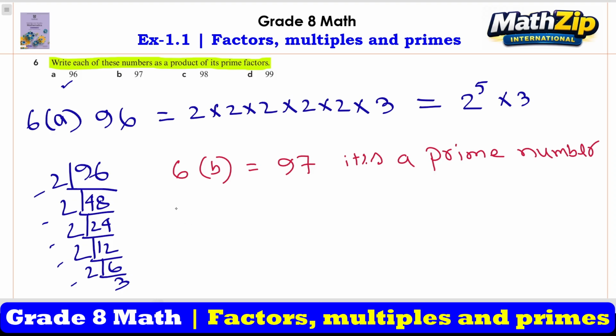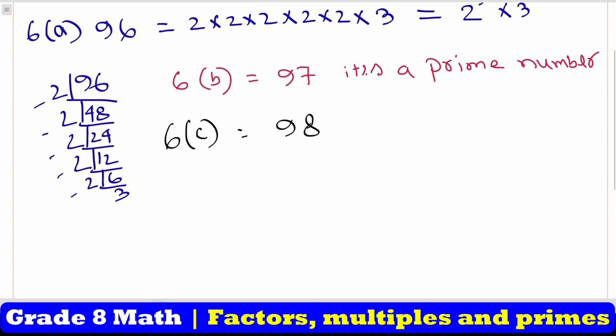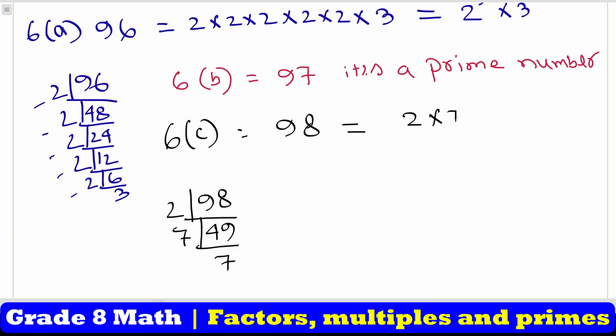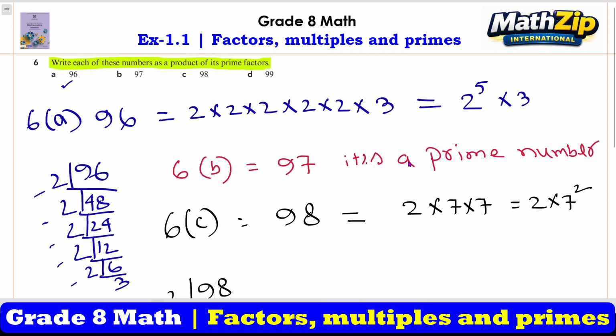6c, 98. So let's try again for 98. 98 we can divide by 2, so we get 49. Then we can divide by 7 and 7. So finally we get 2 times 7 times 7. It means 2 times 7 squared.